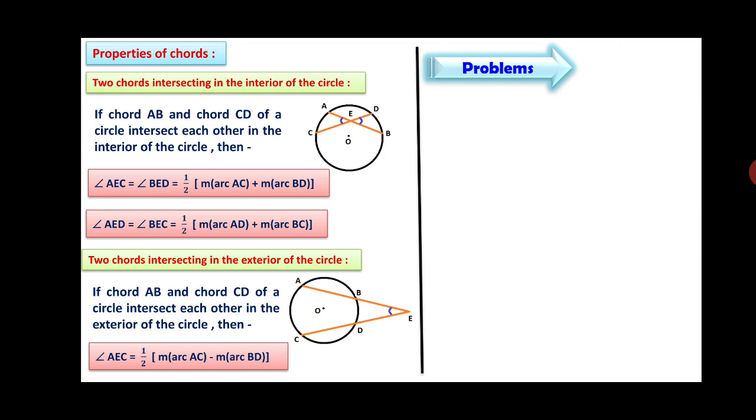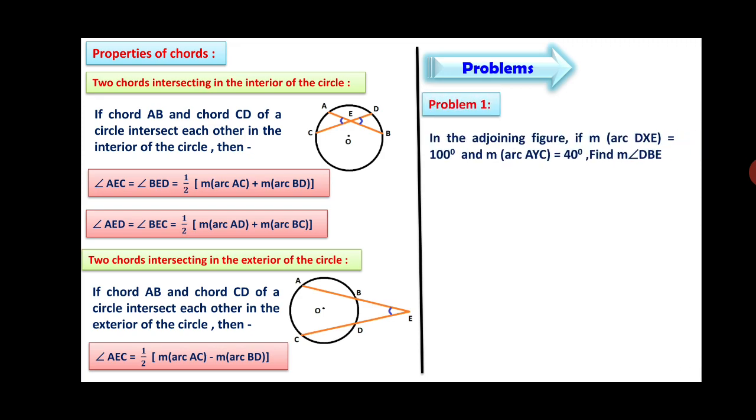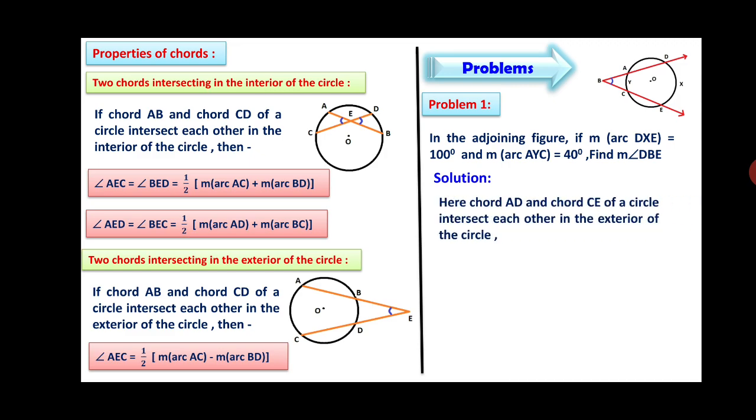Friends, now let us start with a few problems on the discussed portion. Number 1. In the adjoining figure, if measurement of arc DXE is equal to 100 and measurement of arc AYC is 40, find the measurement of angle DBE as shown in the figure. So here chord AD and chord CE of the circle intersect each other in the exterior of the circle. Therefore, angle DBE is equal to half of measurement of arc DXE minus measurement of arc AYC.